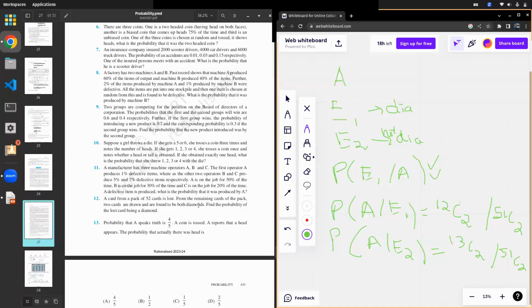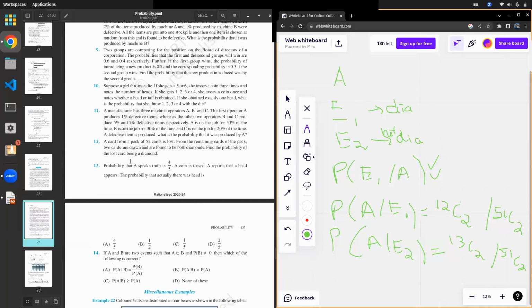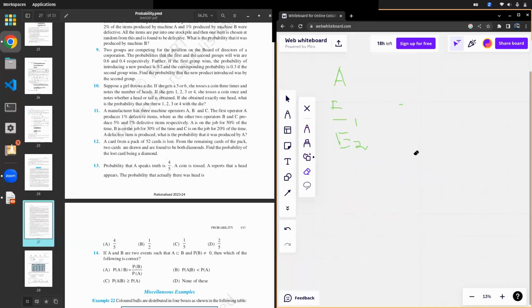So we move to the next question. The probability that A speaks true is 4/5. A coin is tossed. A reports that a head appears. The probability that actually there was a head is. Okay. So in this question also we'll first define events. So let A be the event of having a head, and E1 be the event such that the person is telling the truth, and E2 is the event such that the person is not telling the truth.